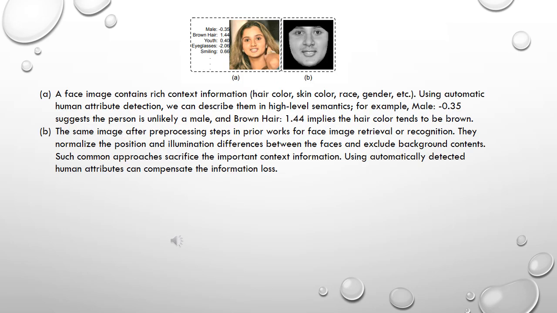Another figure shows, in figure A, that a face image contains rich content information, that is, hair color, skin color, race, gender. Using automatic human attribute detection, we can describe them in high-level semantics. For example, male -0.35 suggests the person is unlikely a male, and brown hair 1.44 implies the hair color tends to be brown.